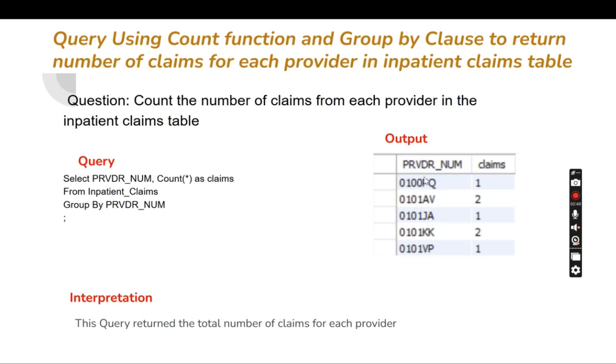So here's the provider number. For example, like 100, 0, 100 PQ. This person had one claim associated with them. There's also, for example, 0, 10, 1AV, which had two claims. So it just shows the usefulness of the group by clause.